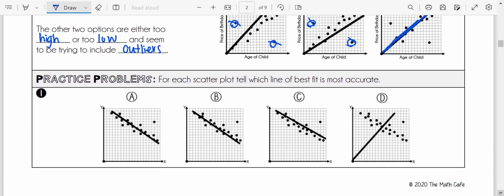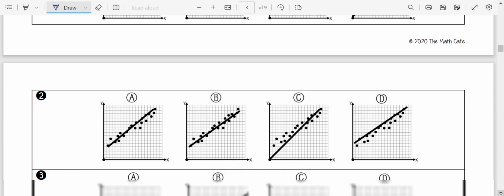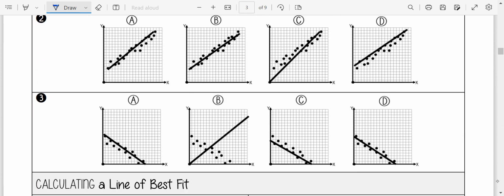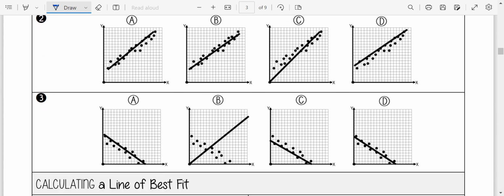Okay, go ahead and try the practice problem. Choose which one for each scatter plot. Tell which line of best fit is the most accurate. So for number 1, A, B, C, D, which one of those is most accurate? Go ahead and answer in the formative. Okay. Go ahead and do the same thing for questions 2 and 3, looking at A, B, C, and D. Which ones have the lines that are most accurate to the middle of the data? Go ahead and answer in your formative, 2 and 3.